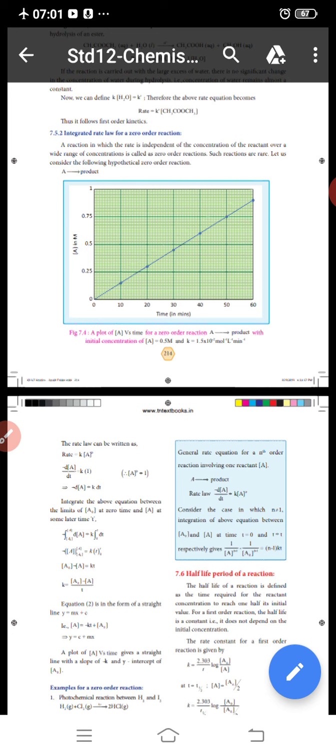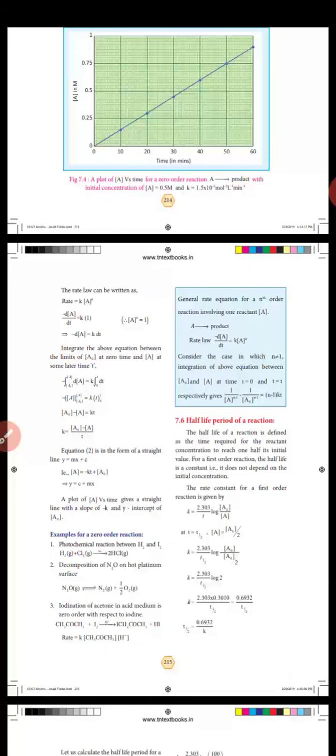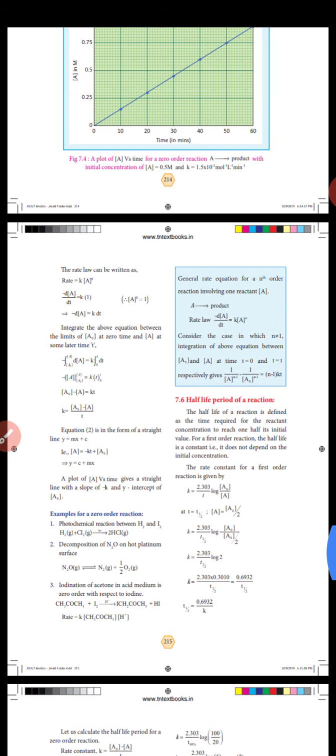A reactant gives a product. The rate law can be written as rate equals rate constant k times A to the power 0. A to the power 0 is called a zero order reaction; A to the power 1 is called a first order reaction. So we apply these equations: minus dA by dt is equal to k A to the power 0, which is k into 1. So minus dA is equal to k dt.